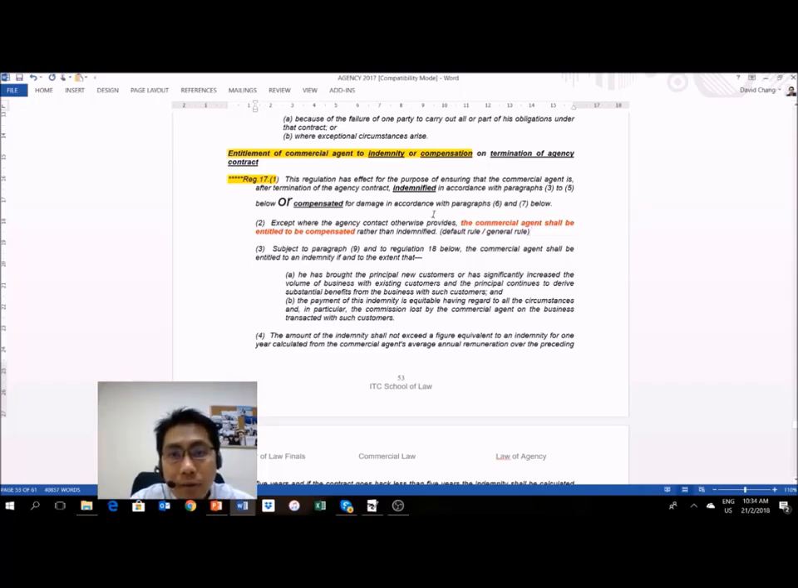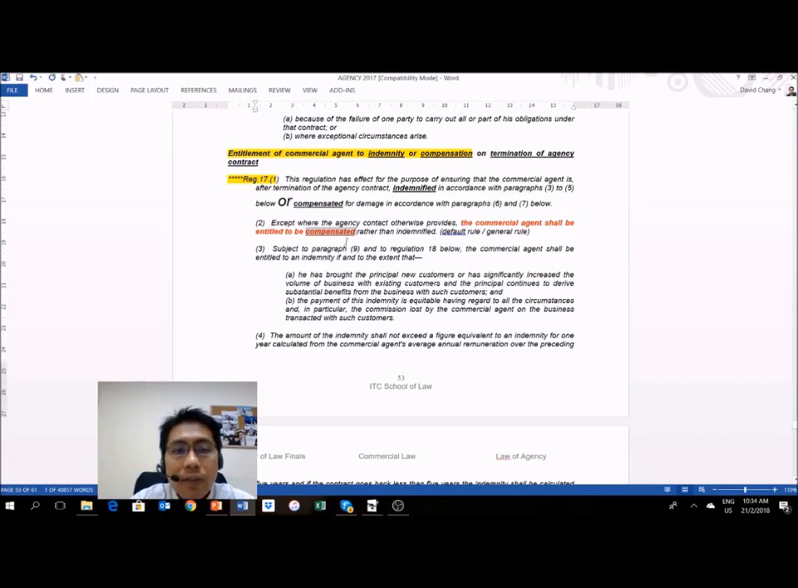So if your contract of agency is silent, then you will be entitled to compensation, right? And in a way, compensation is better for a few reasons. In fact, there are 4 reasons I'll show you afterwards in your notes as to why it's better. But for now, let's just understand better what is compensation and what is indemnity.